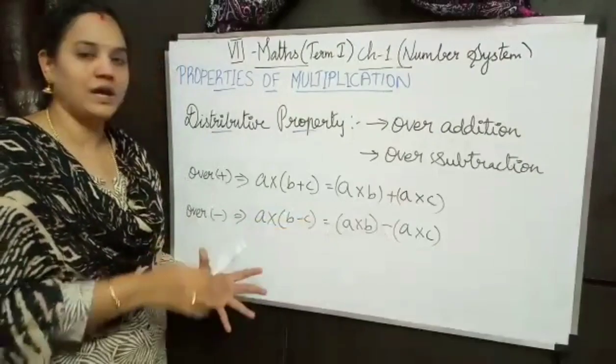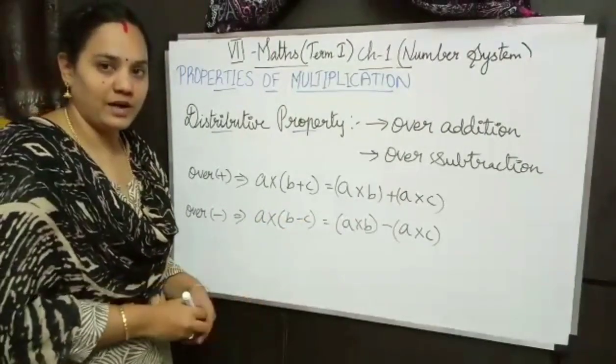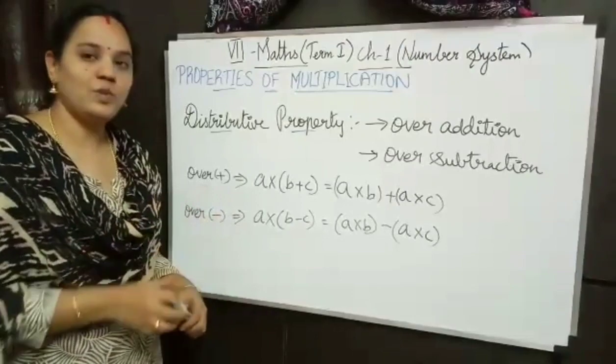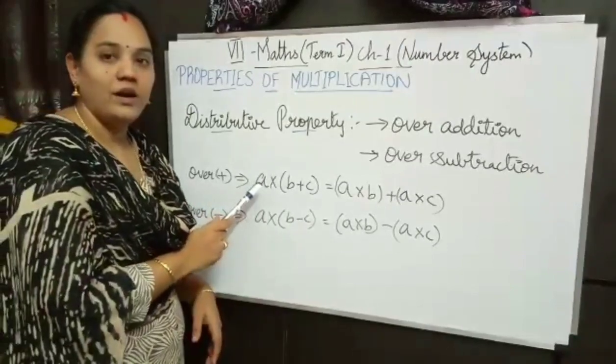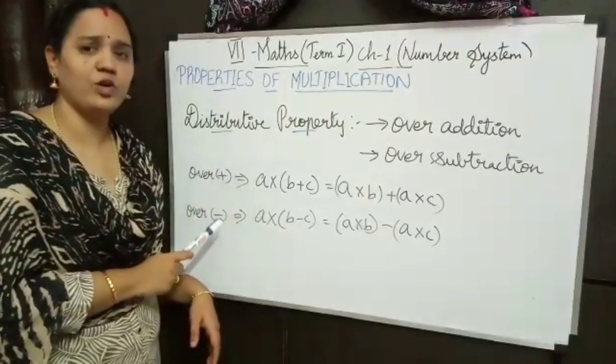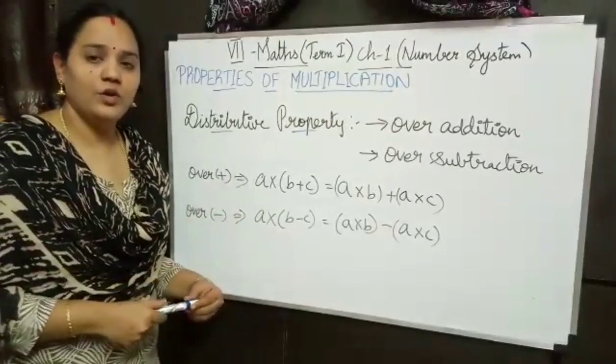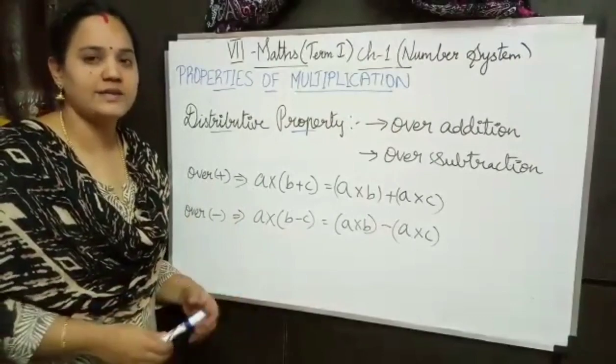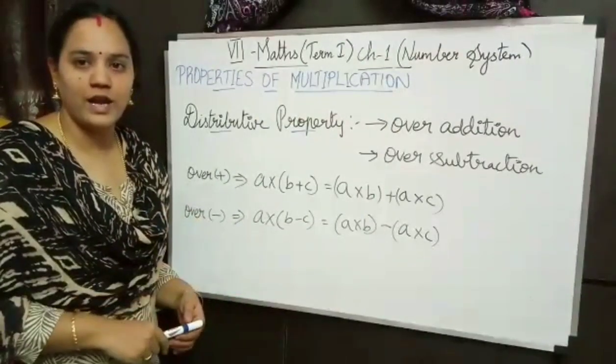So how do they prove this property? Let me explain that. In this video I am going to give you an example for distributive property over addition only. Distributive property over subtraction you can do on your own. It is very easy. I'll give you the values for A, B and C.